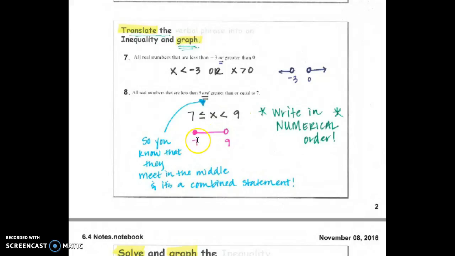And it's okay that one of these is closed and one of them's open. That happens sometimes. X could be any number, 7 or greater, but at the same time has to be less than 9. So closed at 7, open at 9, meeting in the middle. Again, 7 comes before 9, so make sure that you are writing that.